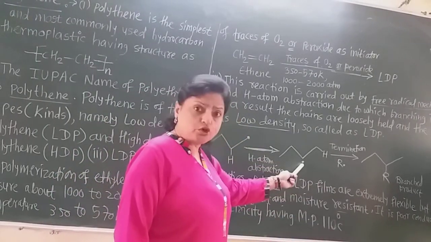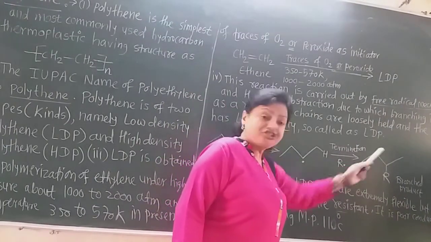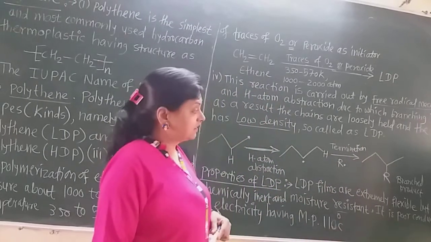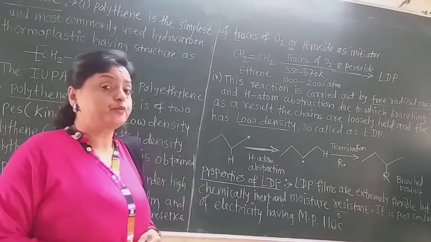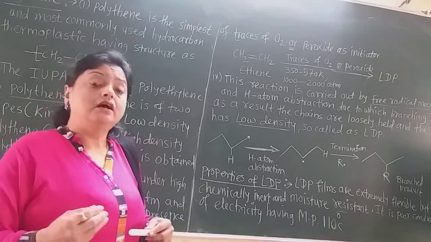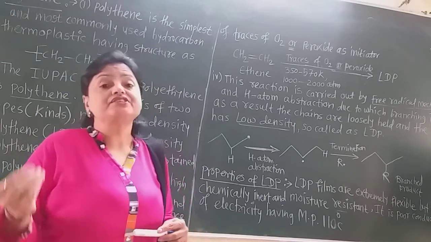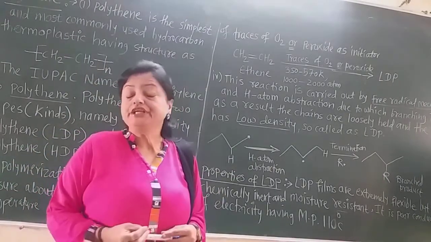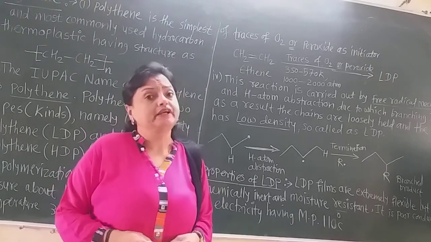There is again the addition of two free radicals, and there is formation of a covalent bond between the alkyl group and the chain, and due to this branching is observed, and therefore the branched product is obtained. There are so many branched chains, and these branched chains are held very loosely to each other, and due to that the density of this polymer becomes low.